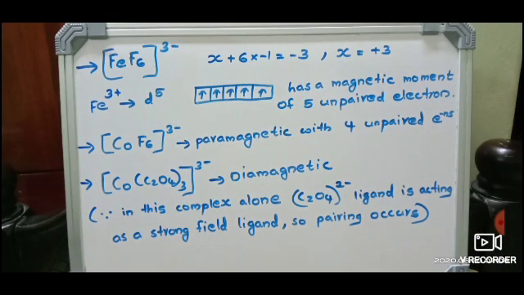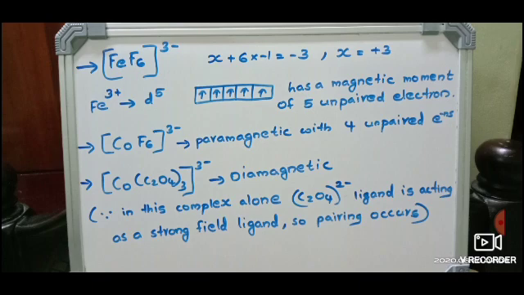Now FeF6 3-. Here also iron is in +3 oxidation state, therefore d5 configuration. Since fluorine is a weak field ligand, here also pairing will not occur and these 5 electrons will remain unpaired. So this compound will show a magnetic moment of 5 unpaired electrons. Similarly, when we check CoF6 3-, this compound is also paramagnetic with 4 unpaired electrons.